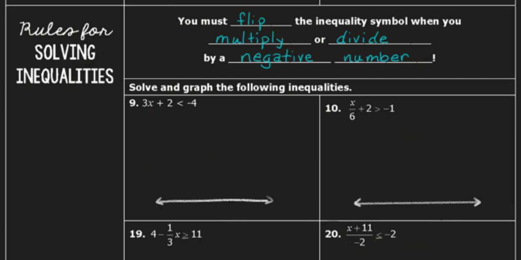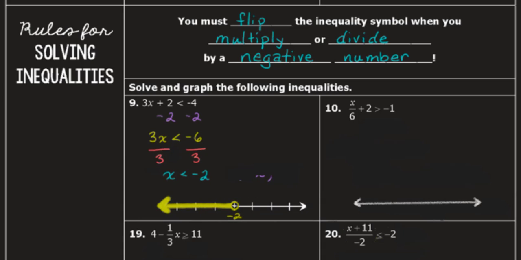So let's do number 9. The first thing we need to do is subtract 2 from both sides, leaving us with 3x is less than negative 6. Divide by 3, divide by 3. X is less than negative 2. It doesn't matter that your answer is a negative. What matters is we did not multiply or divide by a negative number, which is why the inequality symbol did not flip.